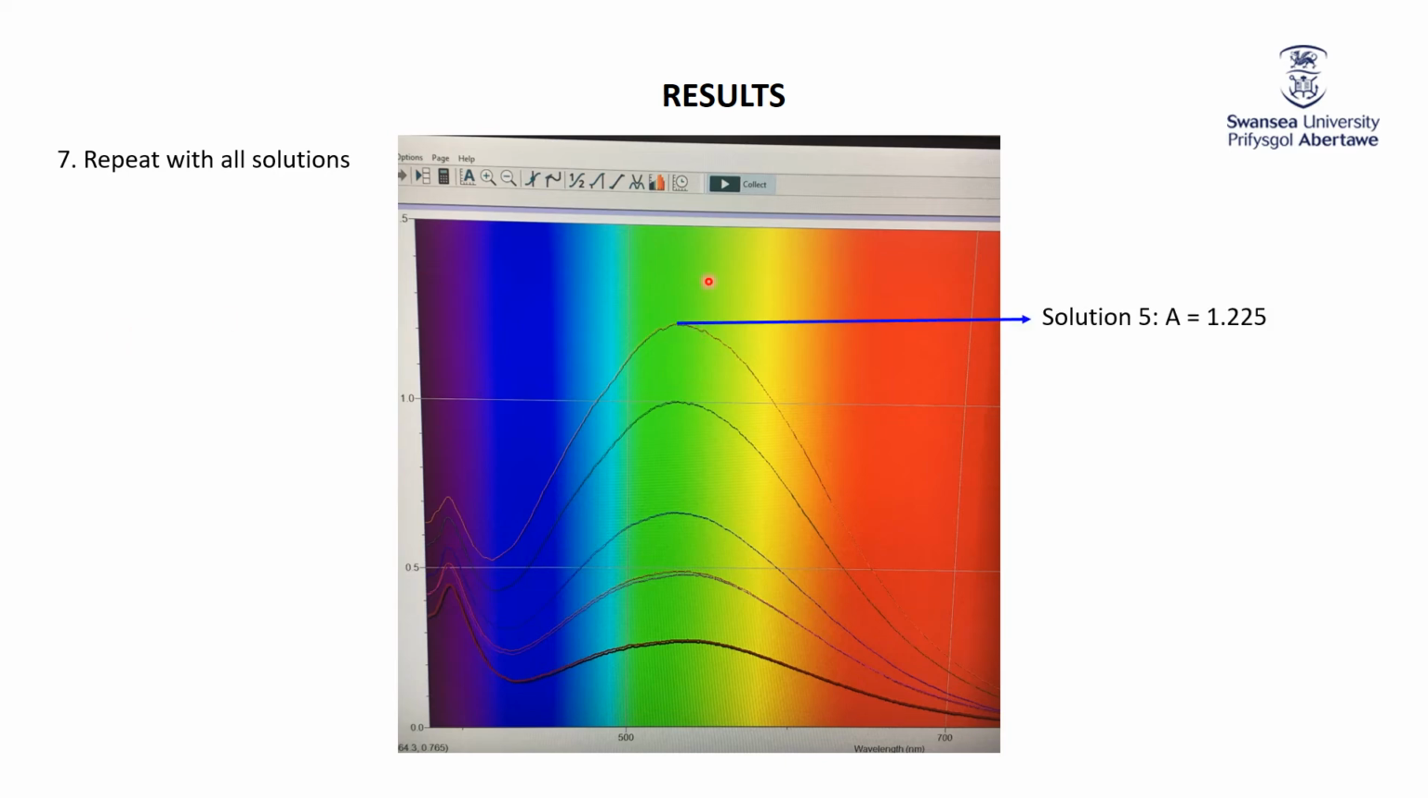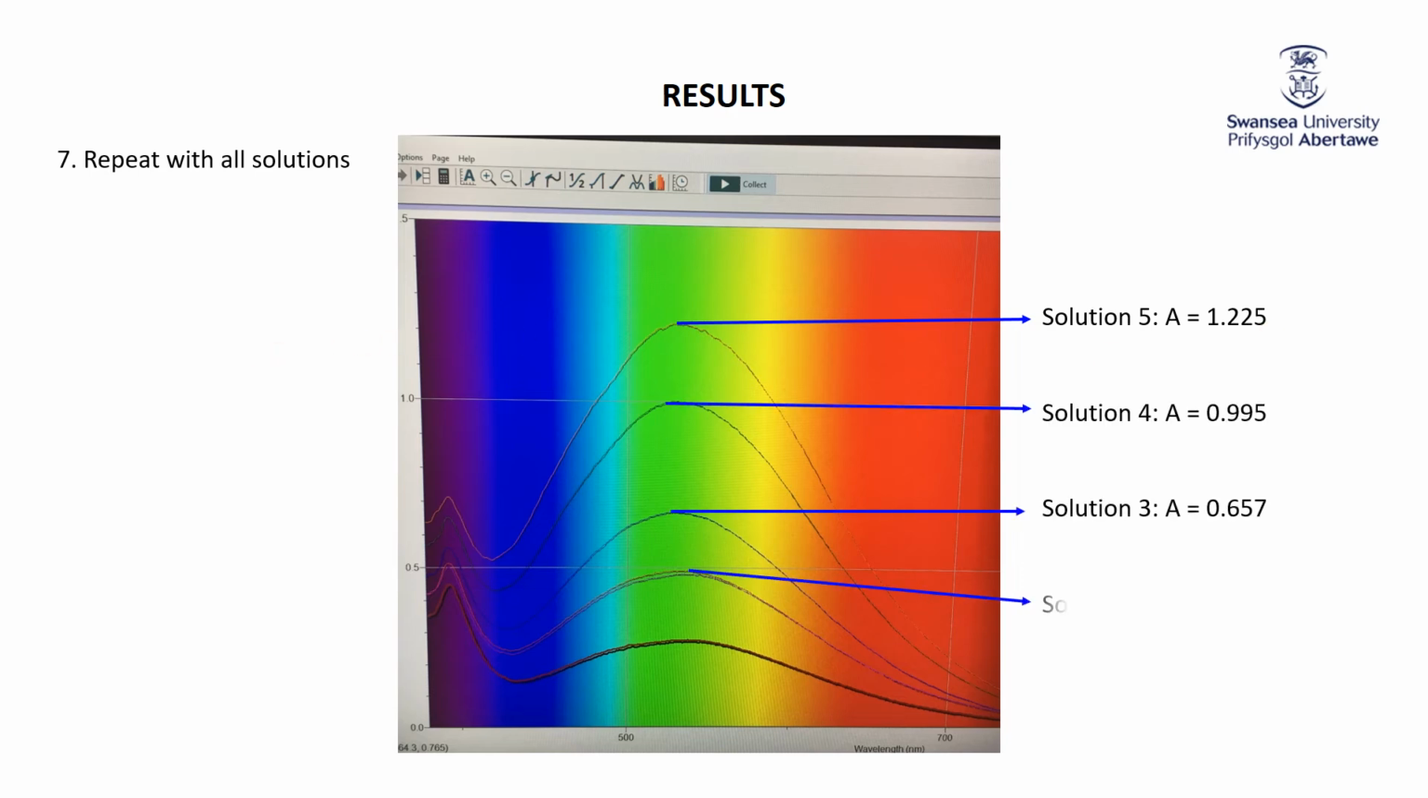This is solution 5. That was the most concentrated one. The absorbance is 1.225. Solution 4, 0.995. Solution 3, 0.657. Solution 2, 0.495. And solution 1, 0.246. So there are my absorbances for those 5 solutions that I made up. Now that's it for the actual methodology. Now we need to do calculations.